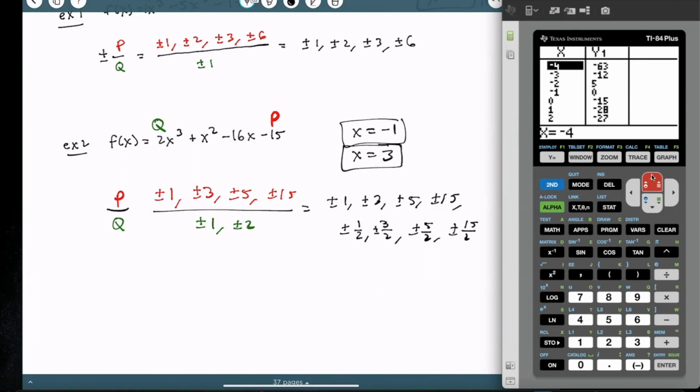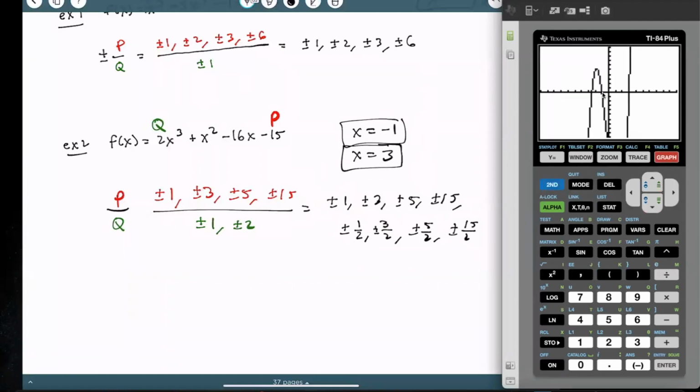Okay, I don't see the other one just by going up and down, so I don't think it's in the table, but if we go back to the graph, you should be able to get an idea of where it is. So there's a -1, there's a 3. It looks like it's between -2 and -3. So if I look at my roots, it could be -2.5.